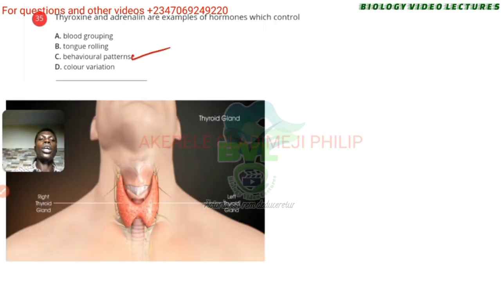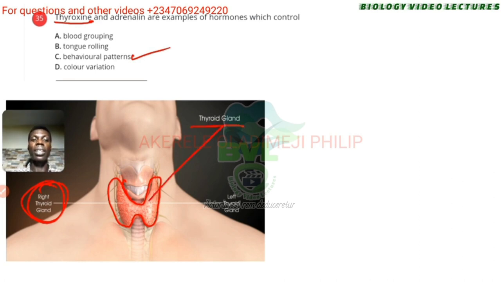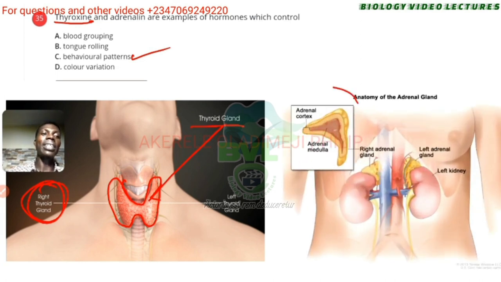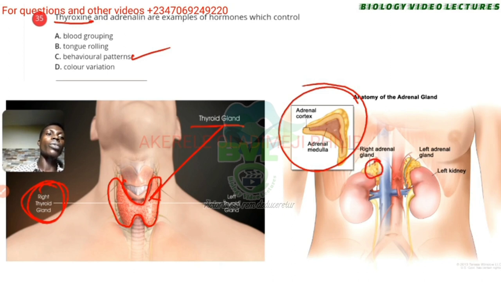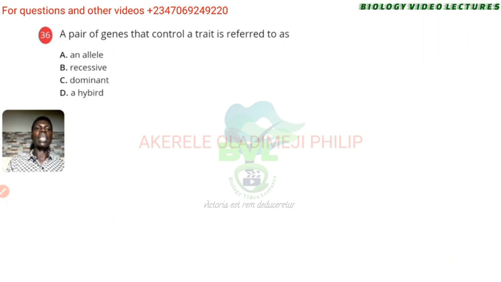Now, as a revision, where do we have thyroxine from? The thyroid gland that secretes thyroxine. Like I told you, you can see the thyroid gland here that secretes thyroxine. Then we have the adrenal gland, found where? On top of the kidney. Everywhere that has kidneys, on top of those two kidneys, you have your adrenal gland there.